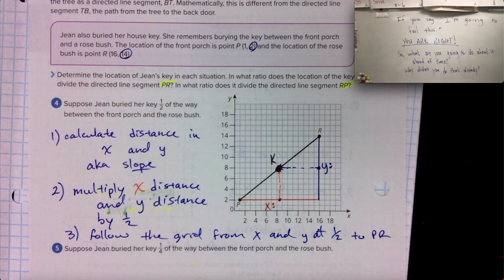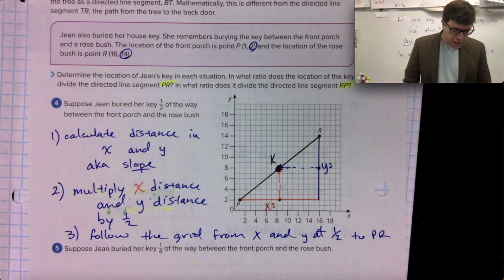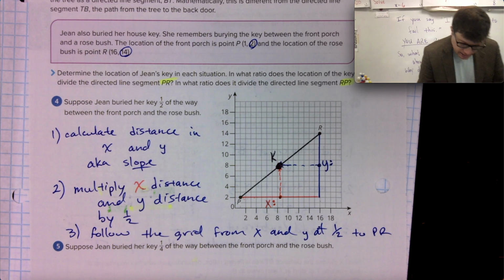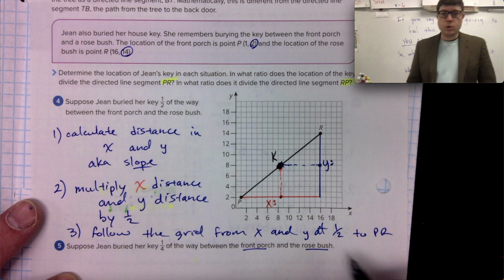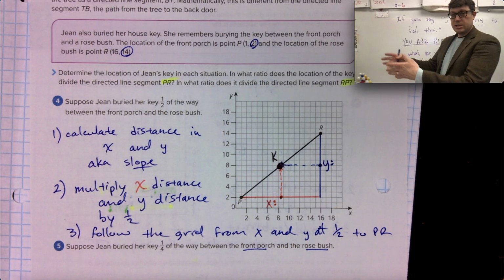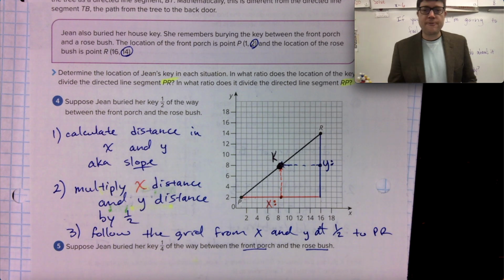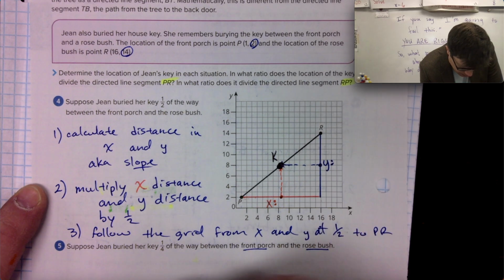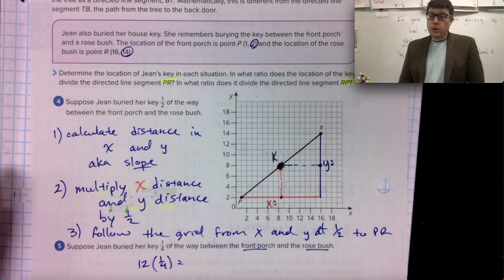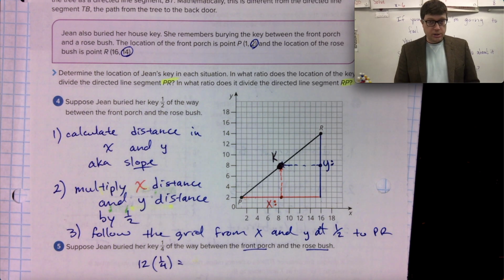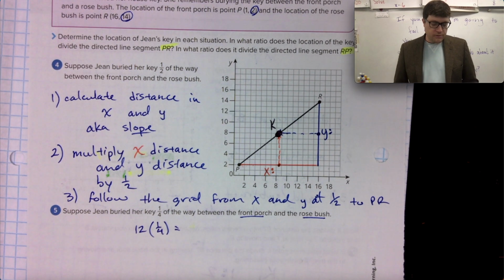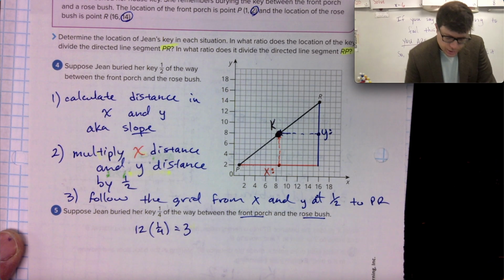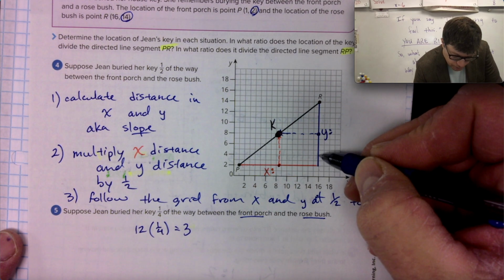Okay. So here we go. Suppose Jean buried her key 1/4 of the way between the front porch and the rose bush. Because it says front porch and then it says rose bush, I'm assuming we're going to go from P to R. So I'll do this in the Y first because the Y is the easier number. It's a distance of 12, but then I'm going to multiply by 1/4. If you don't know that 1/4 of 12 is 3, you can always go to your calculator. Hey Siri, what's 12 times 1/4? 12 times 1 over 4 is 3. Okay, so I'm going to count up 1, 2, 3, and put a dot.